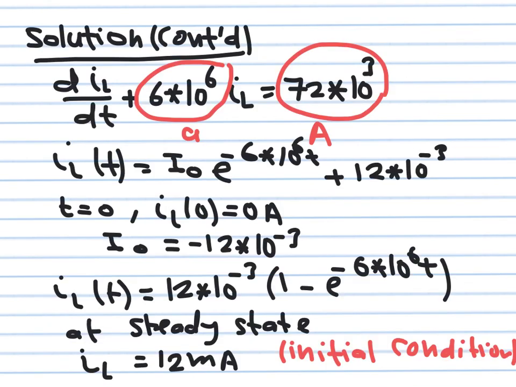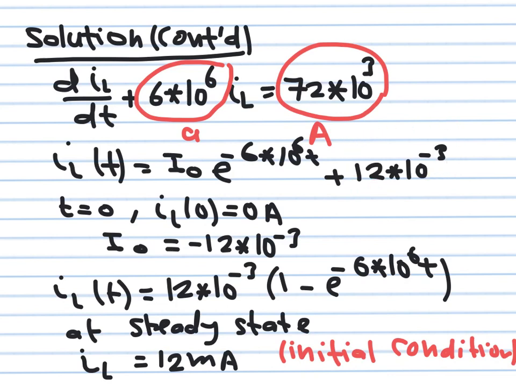So I replaced all the coefficients by their numbers, and this is what I found out. I found that small a is 6 multiplying 10 to the power 6, and capital A is 72 times 10 to the power 3. Please verify these numbers yourselves. This is the same template we started the video with. So my solution will be a constant multiplying e to the minus at here, plus this term capital A divided by small a. So you divide 72 times 10 to the power 3 by 6 times 10 to the power 6, you end up with 12 times 10 to the minus 3.